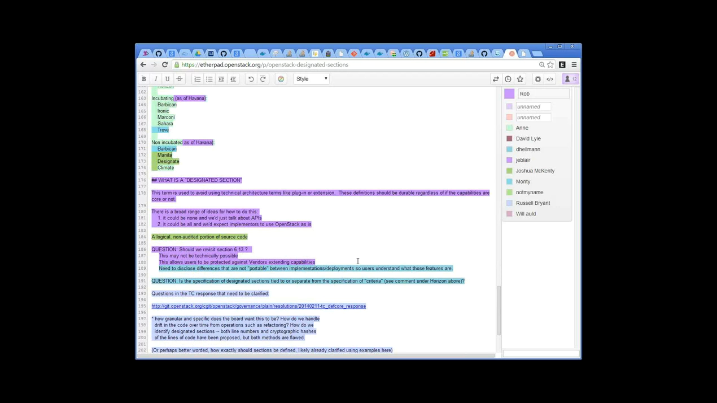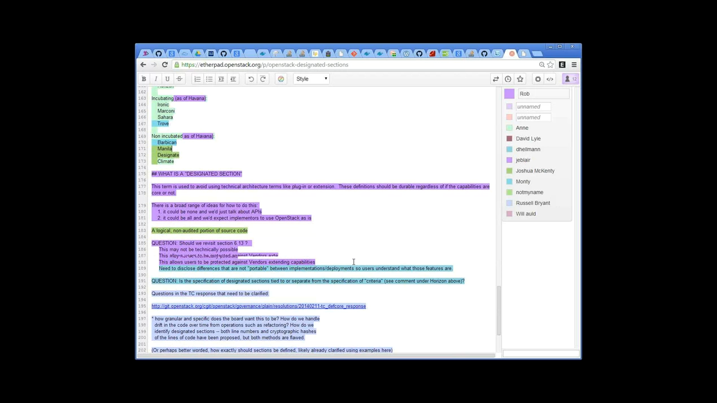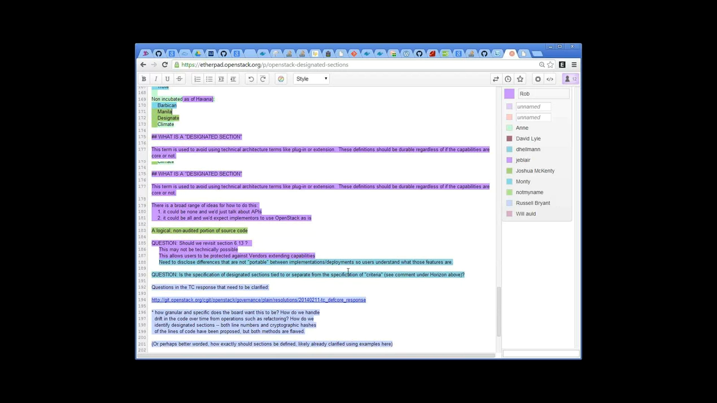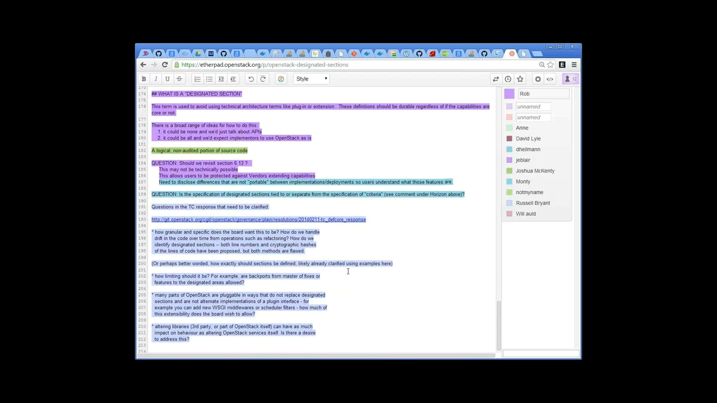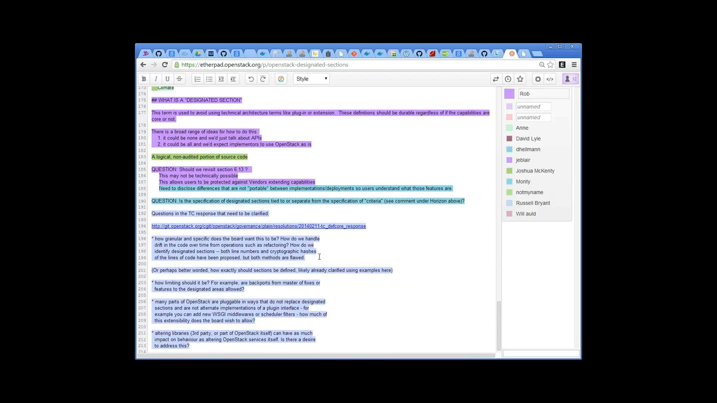So do people feel like we have a better idea of what designated is? From a time perspective, I would love to see people editing this as we talk and not try to hammer it out as much in this meeting. I think we've got other topics to cover. But I'm happy to keep talking about it if somebody still says it just doesn't make sense.